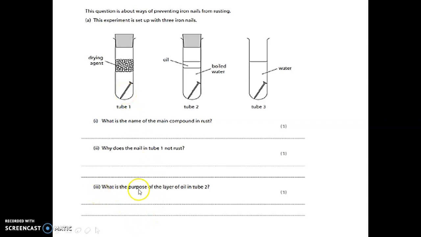And number 3, what is the purpose of the layer of oil in tube 2? It is to prevent the air from entering the boiled water, because boiled water is free from dissolved air. So we don't want any extra air to get into the water and make the iron nail rust.